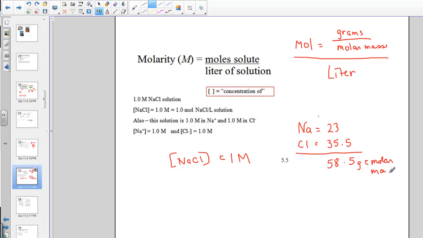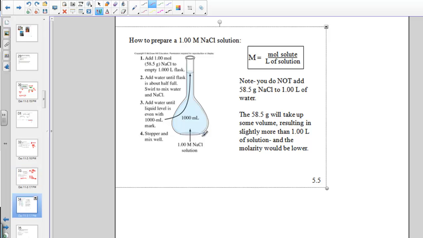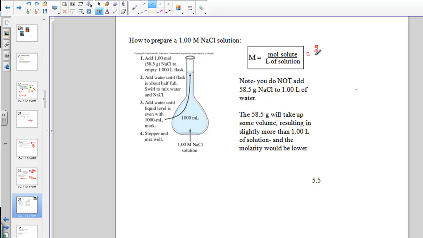Now I'm doing that to remind us, how do I go about actually making a 1 molar solution of salt? And this is a nice picture to help me illustrate the process of making a solution. How do I make a 1 molar salt solution? Remember the word molar, moles per liter. And remember what mole was, grams over molar mass. We just determined on the previous slide the molar mass of sodium chloride to be 58.5 grams. And if I weighed out 58.5 grams on the scale, we'd have exactly 1 mole.